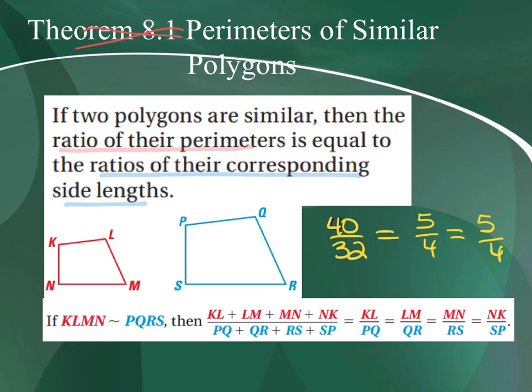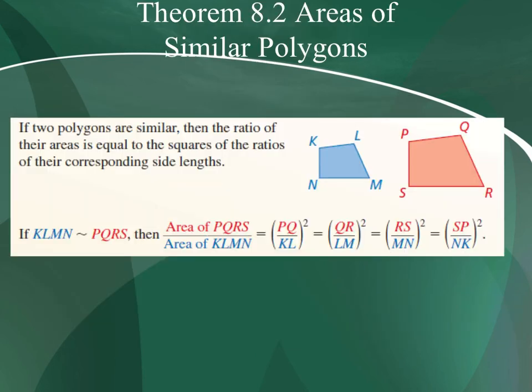And then we just have our areas of similar polygons. One more theorem. And again, theorem 8.2 is not important to us. What's important is the name. So when we have similar polygons and we want to find the area, this time the side length ratio will be squared. Now, I know it's a little confusing here. Let me do one with numbers and then it'll make more sense.